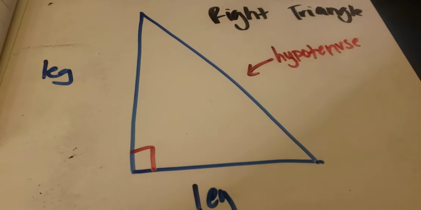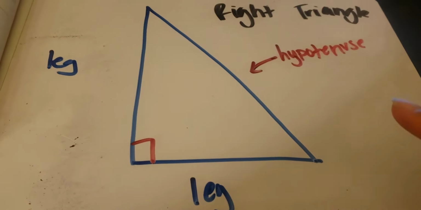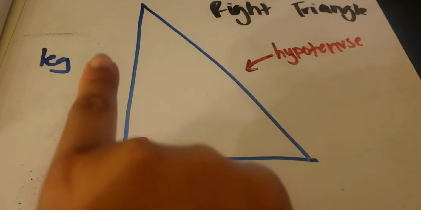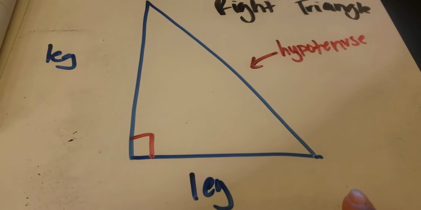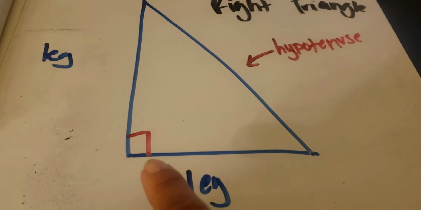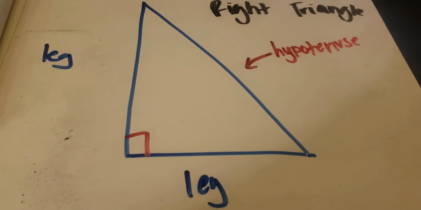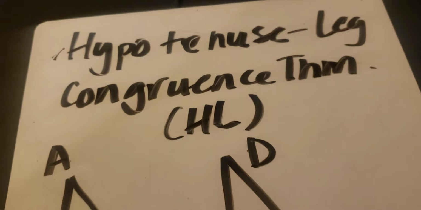All right. A right triangle consists of two legs. That's what the sides are called. And then the hypotenuse. The hypotenuse will always be the longest side of the right triangle, and it's always right across from the 90 degrees. So remember that. It's a leg, and a hypotenuse. Okay. All right. Now let's take a look at the theorem.